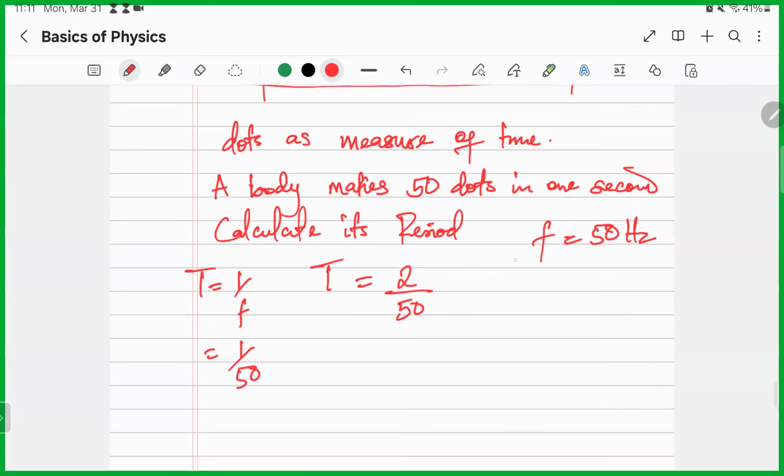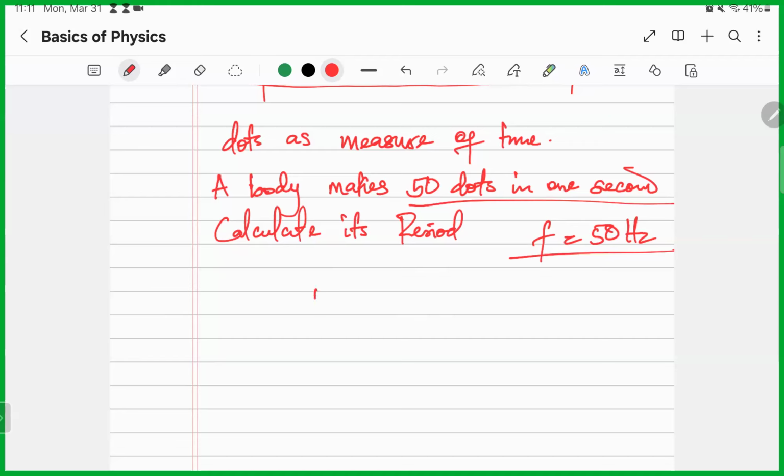But what if, okay, let me do something. Let's just focus on this particular question. Let's not digress. I'm going to be as realistic as possible. So the fact that I said 50 dots in 1 second means frequency is 50. So I can easily say this is 1 over frequency, which is equal to 1 over 50. And so you can always get 0.02 seconds.